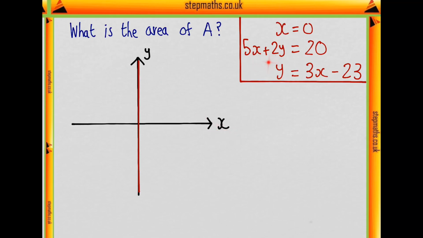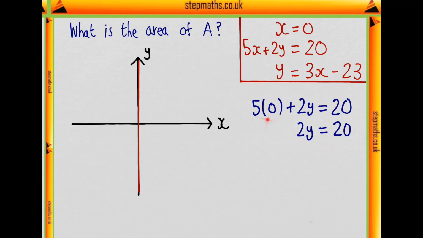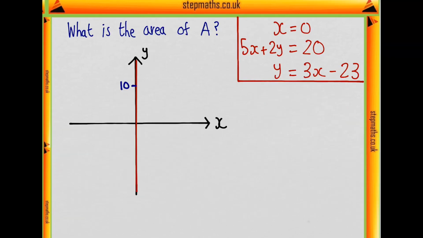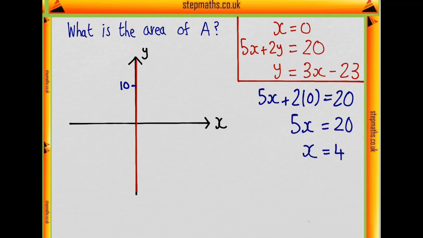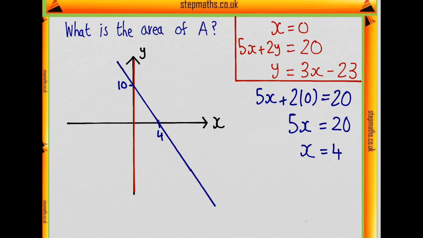So let's put in x equals 0 to see where it intersects the y-axis. The 5x term is just 0, so we can get rid of that, and we get y equals 10. We can plot that on our graph. Similarly, we can put in y equals 0. We want to solve 5x plus 2 lots of 0 equals 20. 5x is 20, and x equals 4. So we can put 4 on the graph here, and we can put in our line as such.